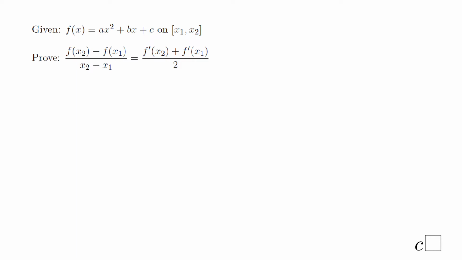In this clip, I'm going to talk about this very interesting property that I found today. You notice we have here a quadratic function. I put it in standard form, ax squared plus bx plus c. I'm looking at this interval between two values x1 and x2, and I want to prove that this quotient, which is nothing else than the average rate of change, is equal to the average of the derivative at these 2 points.